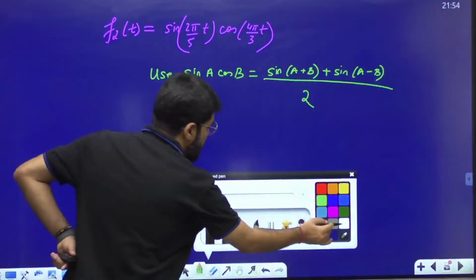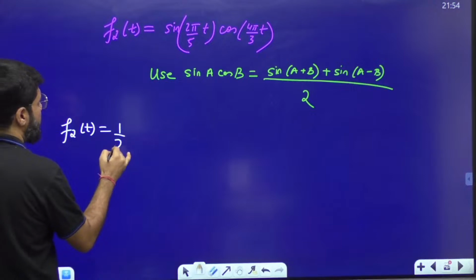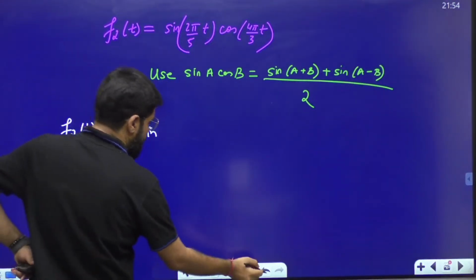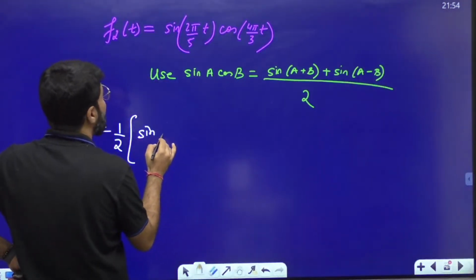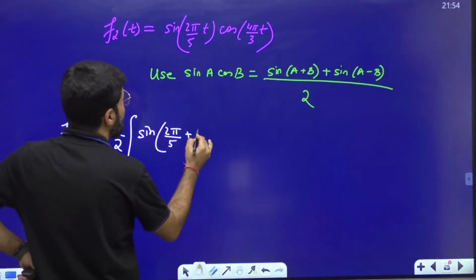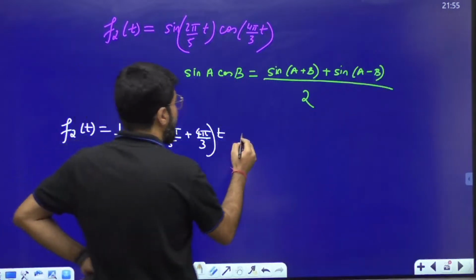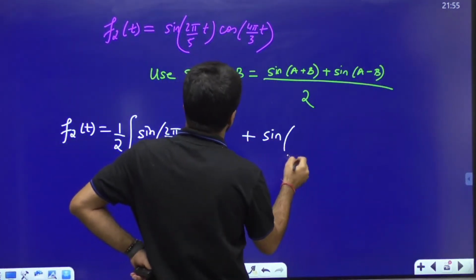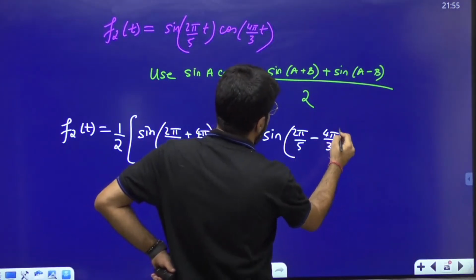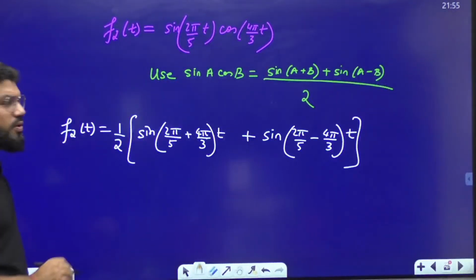So let me use this and write down the signal x(t). 1 by 2 I write outside. Then sin A plus B, that is 2 pi by 5 plus 4 pi by 3 times t, plus sin A minus B, that is 2 pi by 5 minus 4 pi by 3 times t. Sin A plus B plus sin A minus B, whole divided by 2.